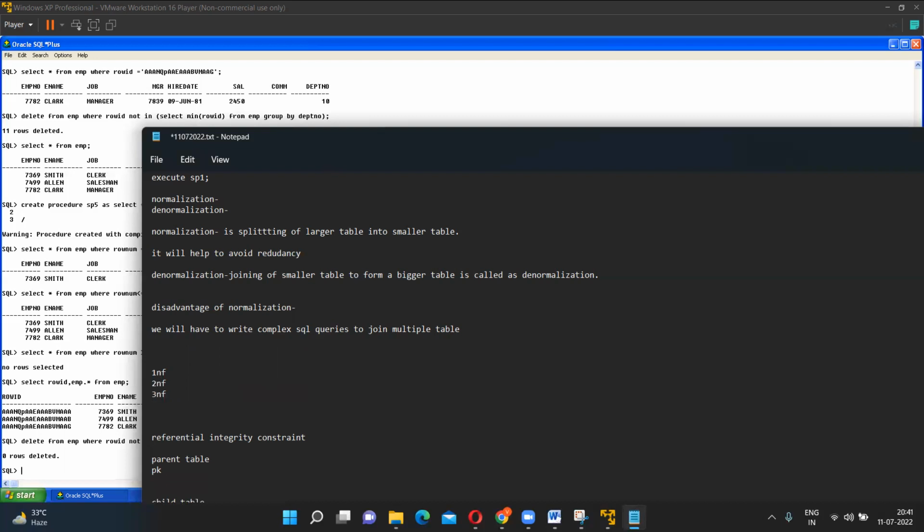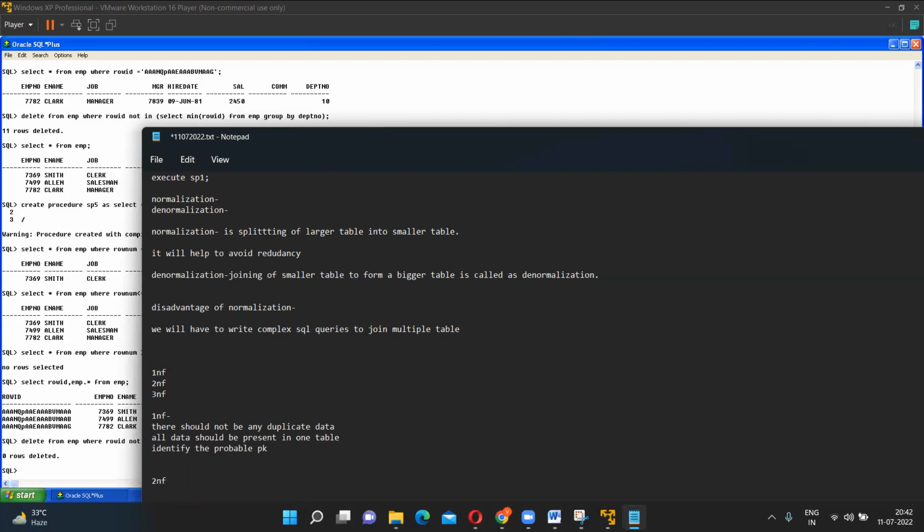So what is first normal form? Can someone tell me? There should not be any duplicate data. Next is what, guys? All data should be present in one table. Next is what? Identify the probable primary key. Yes or no, guys? Yes. Next is second normal form.